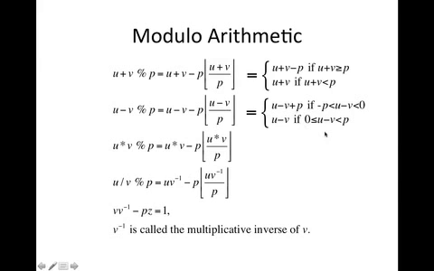If, in fact, the difference is greater or equal to 0 and less than p, then there's no need to make a correction. That means u itself is greater than v, and then you're subtracting one from the other, so the difference must be less than p itself, and therefore there's no need to correct in this case.